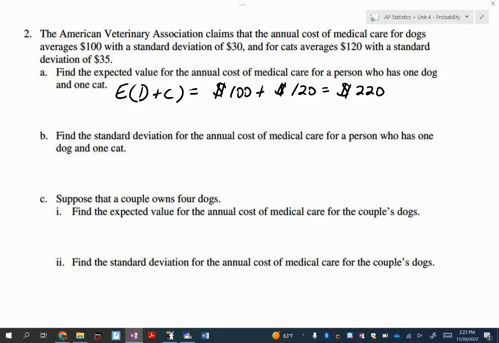Pretty much every one of my students will get that right. Okay? Part B is where students start to miss it. It says to do the same scenario. So the person has one dog, one cat. Find the standard deviation. So when I see this question, to find the standard deviation of two different random variables added together, I should be thinking about one of my tattoos.